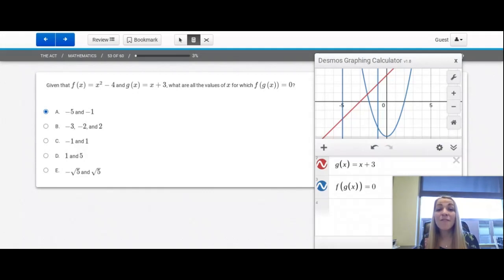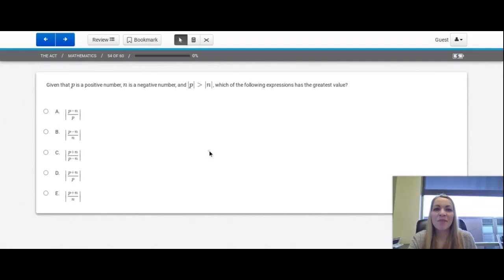And this was number 53, theoretically one of the toughest problems that the ACT has to offer. And you can just type it into your graphing calculator. How awesome is that?